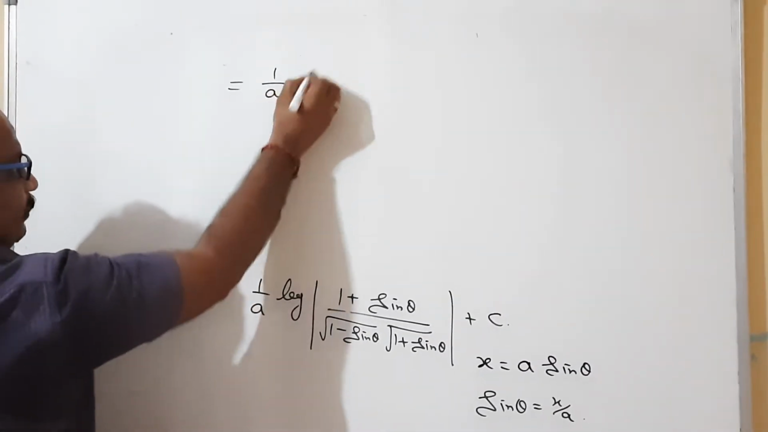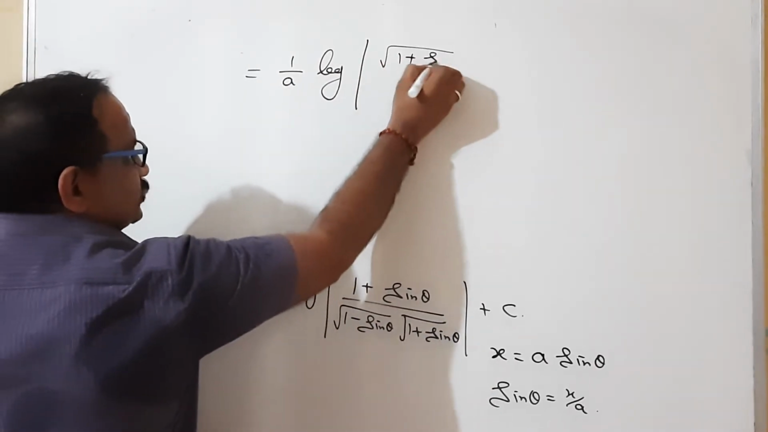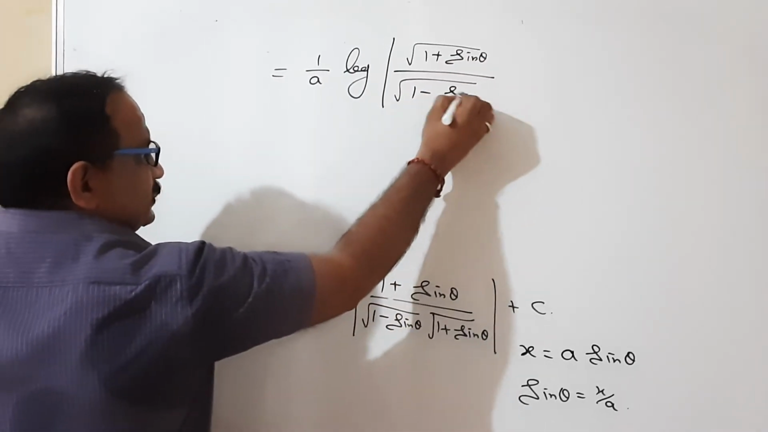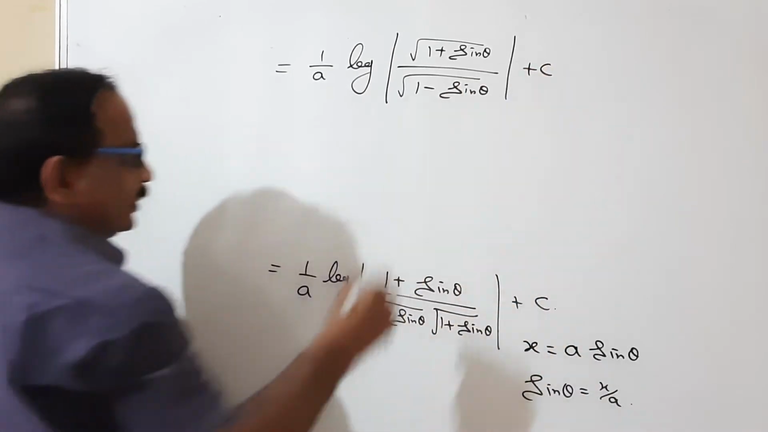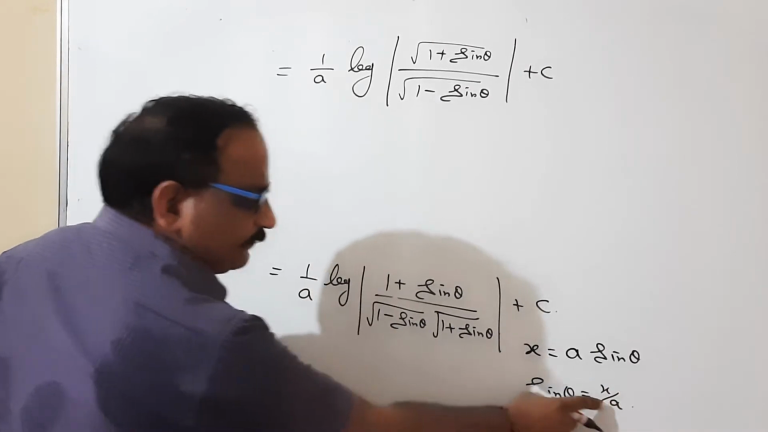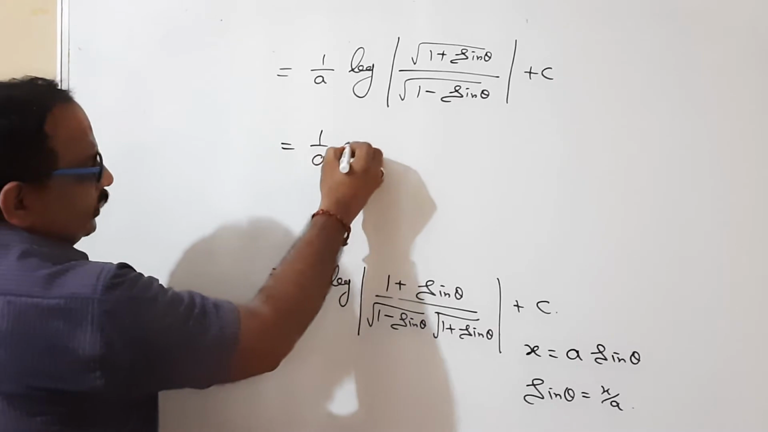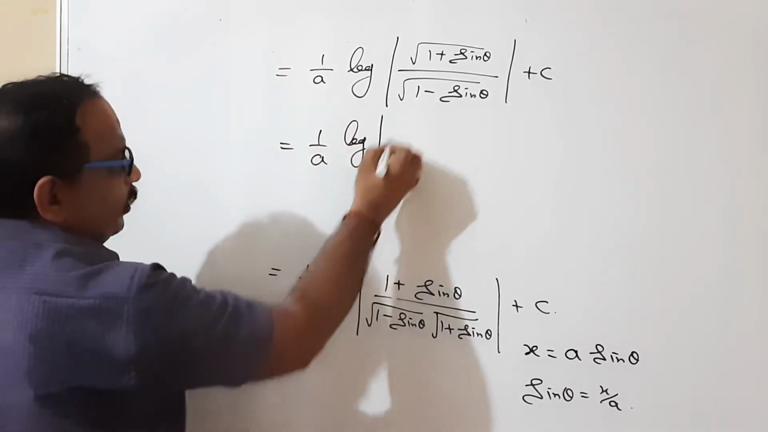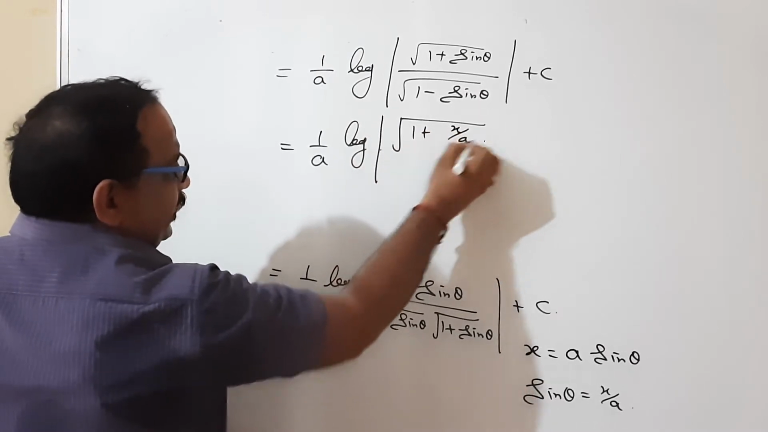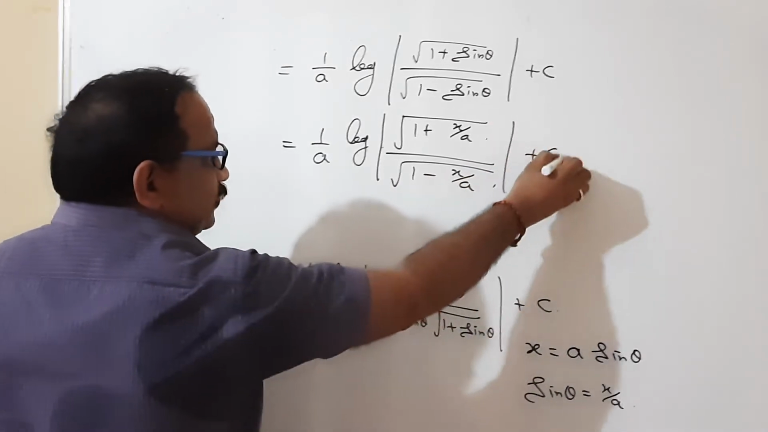So there is 1 by a log of, this numerator root comes, there is 1 plus sine theta divided by 1 minus sine theta, plus c. Now we are able to put the value of sine theta. In place of sine theta, we have to substitute x by a in the numerator as well as the denominator. So there is 1 by a log of mod, we can say it is root of 1 plus x by a and here is again 1 minus x by a, plus c.